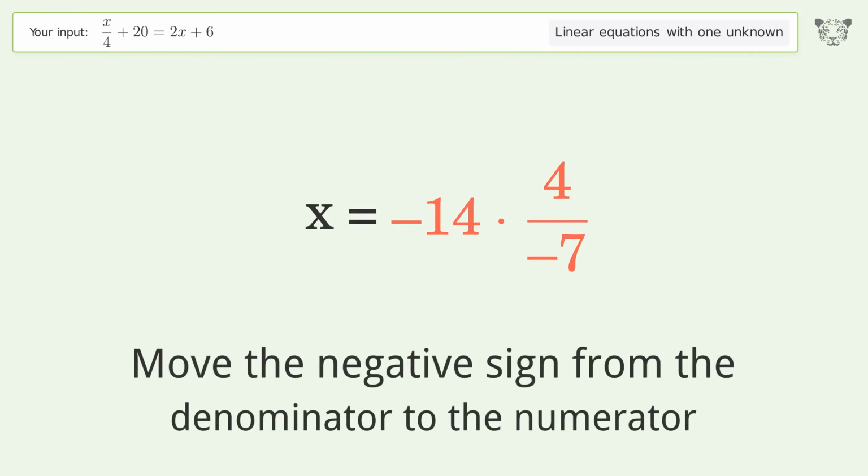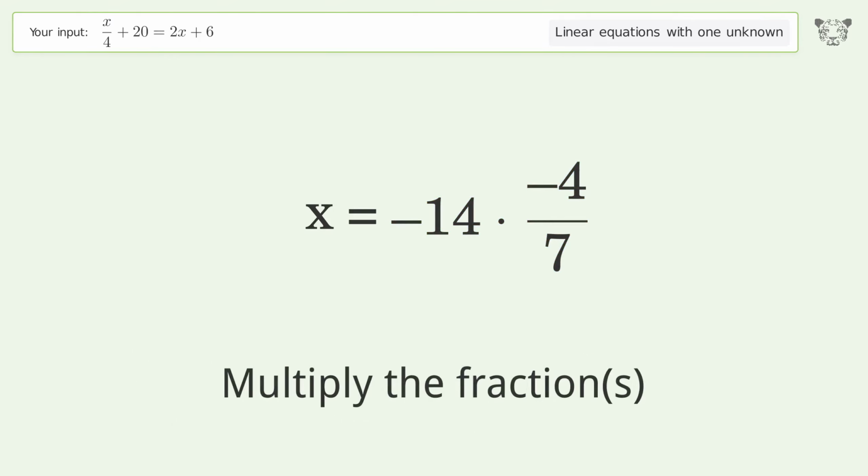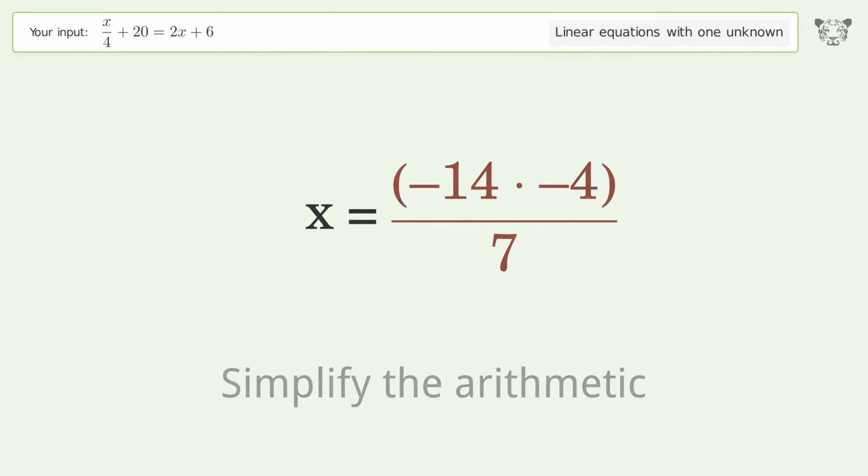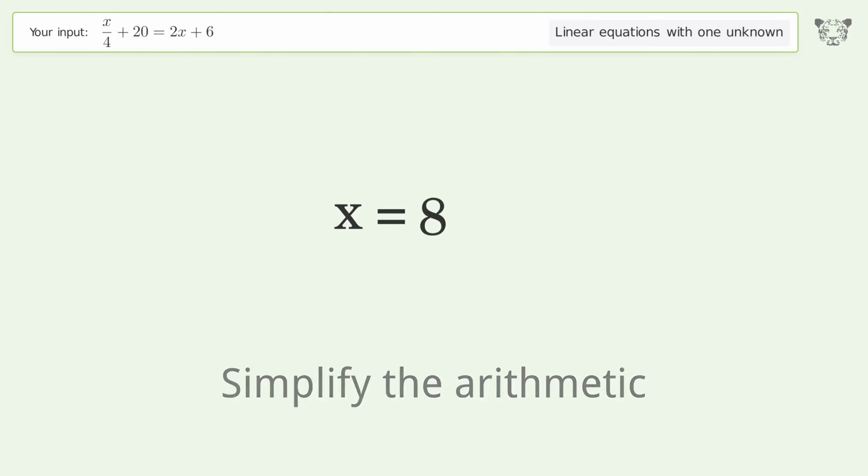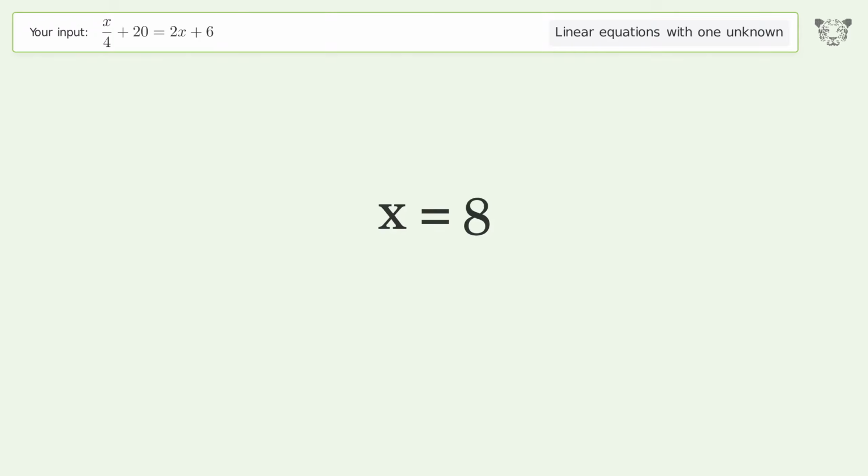Move the negative sign from the denominator to the numerator. Multiply the fractions. Simplify the arithmetic. And so the final result is x equals 8.